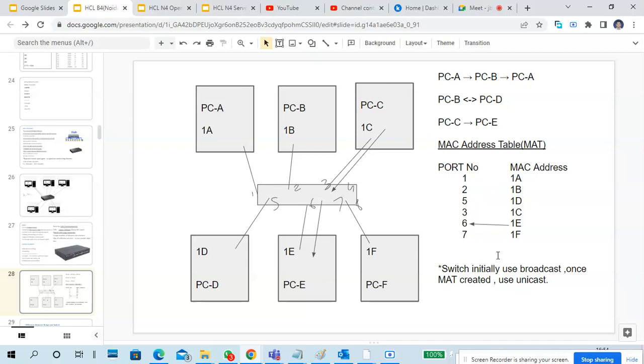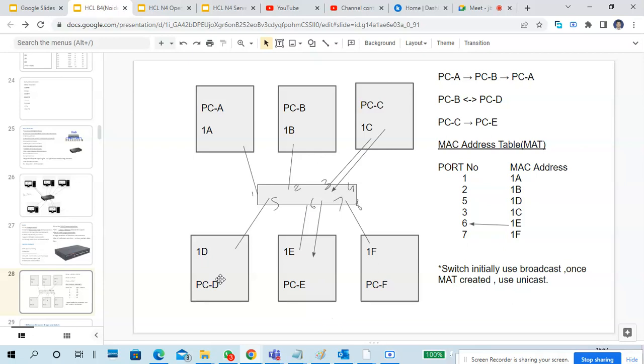It creates a table. So what is the advantage of this table? For example, someone sends a packet to 6, 1. Where is 6? Here it is the sixth one. So A sends a packet to E. Now there is no need for broadcast. It will send the packet to this sixth port only.